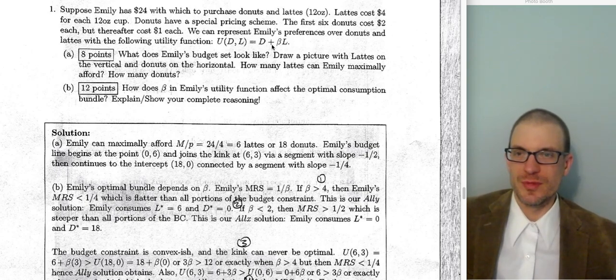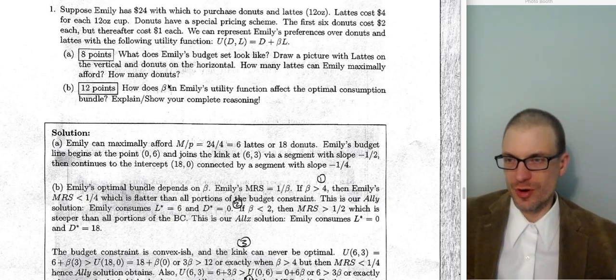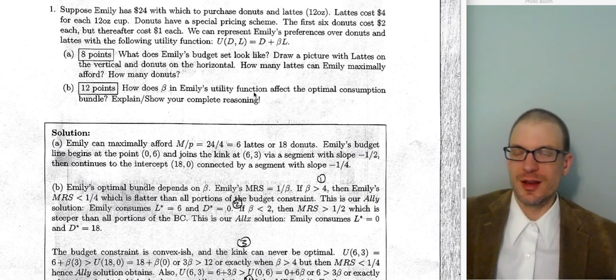U(D, L) is going to be D plus beta L. What does Emily's budget look like? Draw a picture with lattes on the vertical, donuts on the horizontal. How many lattes can Emily maximally afford? How many donuts? And then how does beta in Emily's utility function affect the optimal consumption bundle? Show and explain your complete reasoning.